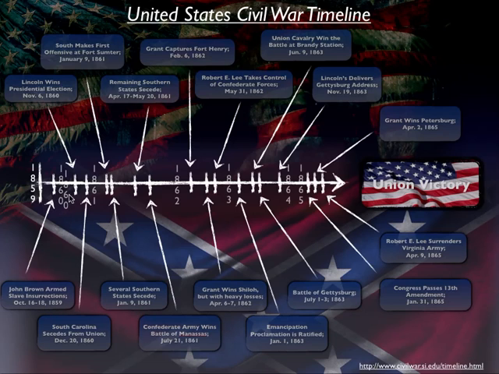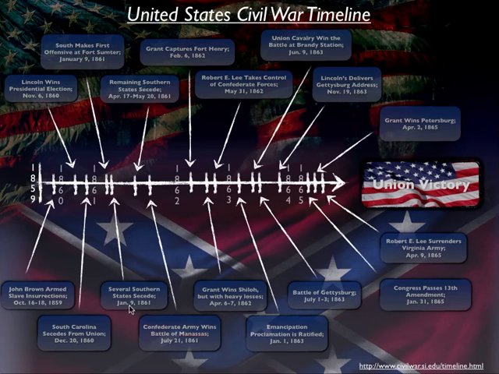Following that, in 1860, Lincoln wins the presidential election on November 6th. Just after that, about a month, South Carolina seceded from the Union, and that was on December 20th. January 9th of 1861, the South made their first offensive at Fort Sumter. They assaulted a supply ship that was coming to supply the troops at Fort Sumter.